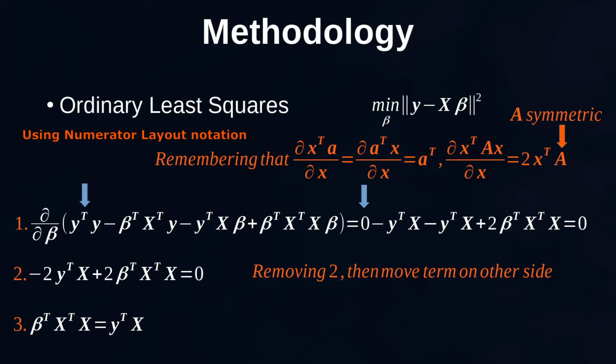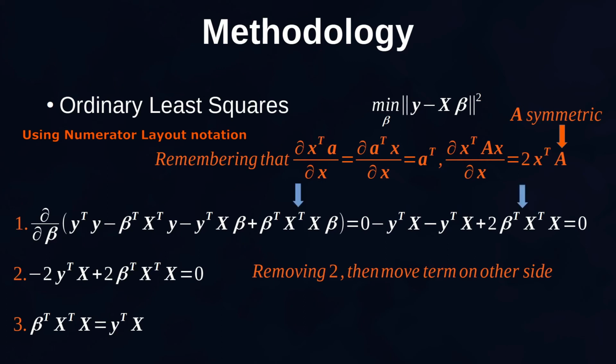Now let's use these identities in equation 1. The first term does not have beta terms, so the derivative is 0. The second term is beta transpose, which multiplies x transpose y, which together form a vector. So in this case the result is this vector transposed, and we obtain y transpose x. The third term is similar to the second, but in this case it is the vector transposed formed by y transpose and x, which multiplies beta. But the result is still the vector transposed, y transpose x.